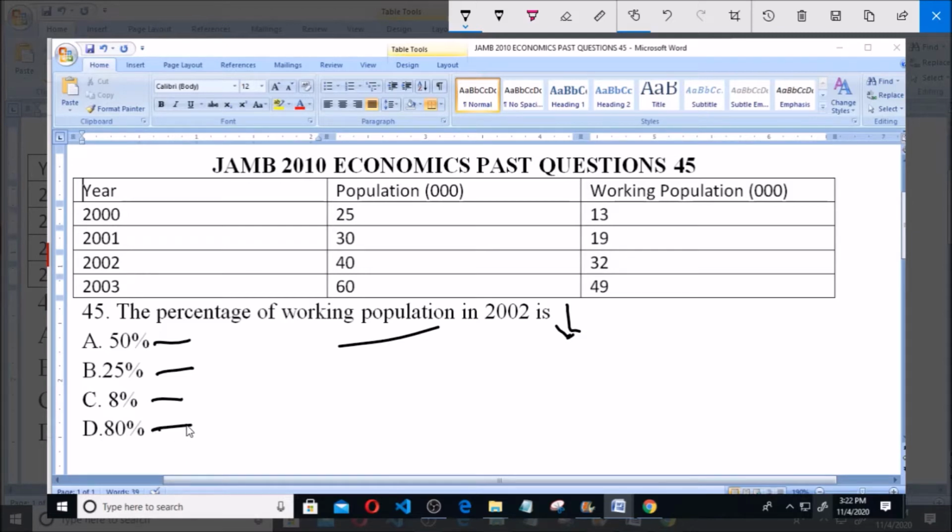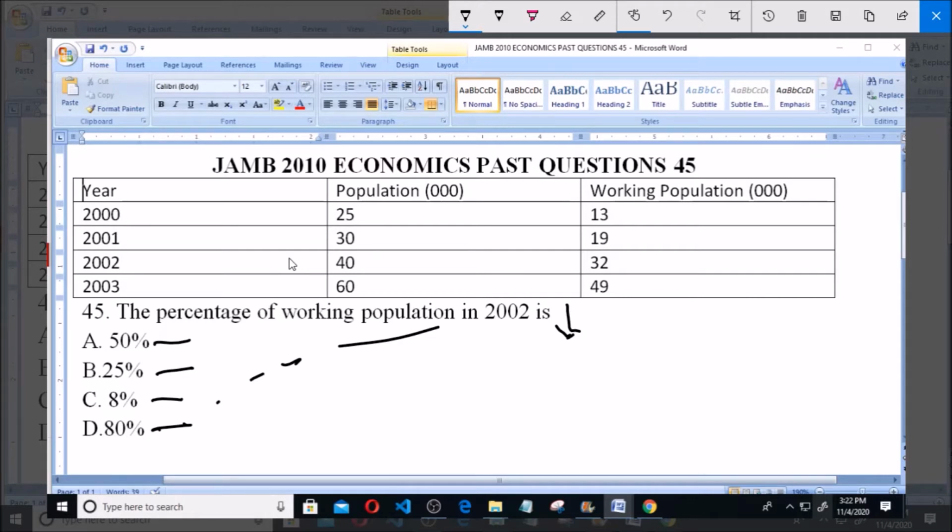In our diagram, on the table above, we have year, population, and working population. Our year is 2000, 2001, 2002, 2003. Our population in thousands is 25, 30, 40, 60 for the respective years. And our working population is in thousands as well: 13, 19, 32, and 49.